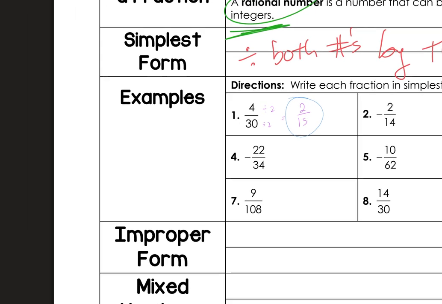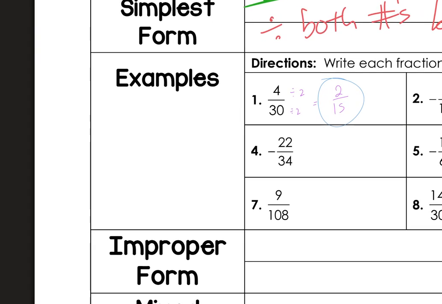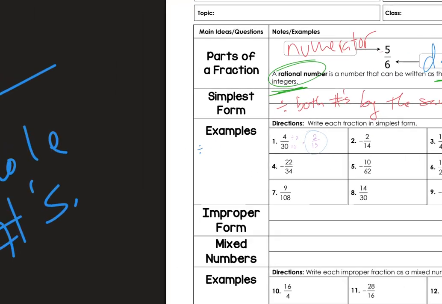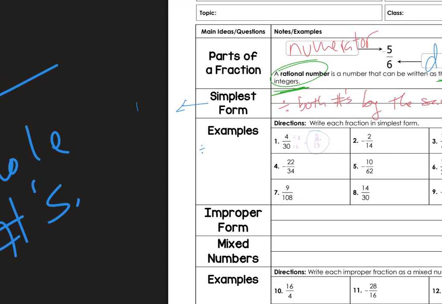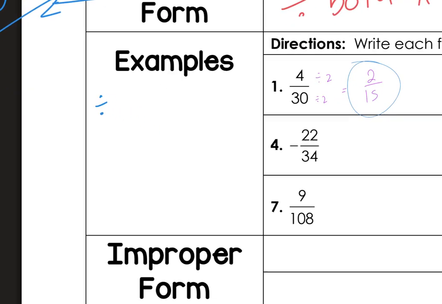And then one thing I did here is I stopped and I said, I'm going to give you 3 little tips to help you with reducing fractions. Also, that was another thing. Simplest form is also called reducing. Okay? So you can reduce something to its simplest form.